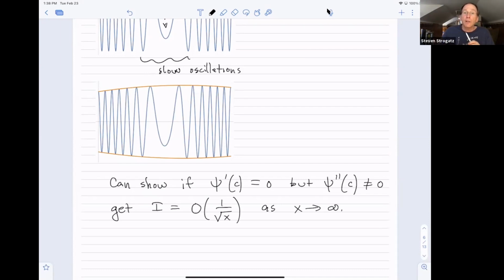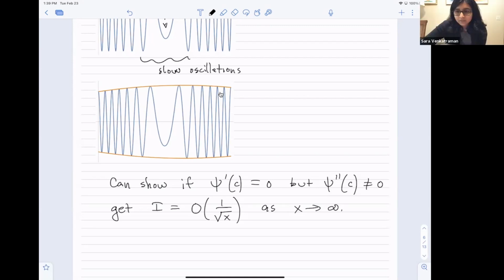Excuse me for a second. I want to look at my chat. Is it necessary for oscillations to slow somewhere in order for a stationary phase point to exist? Well, I'm not sure I understand the question. So we're defining a point of stationary phase to mean a point where psi prime is 0. And so at psi prime equals 0, the oscillations are slowing to zero frequency at that point. So maybe I haven't understood the question. Do you want to elaborate on the question?